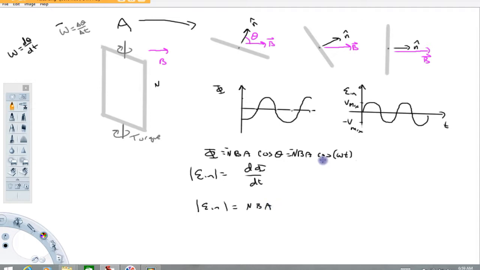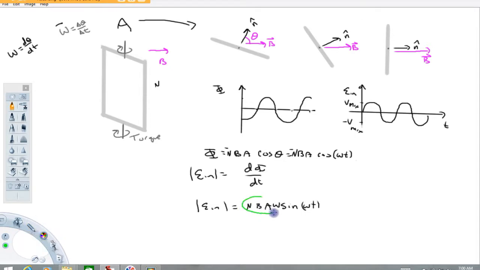N B A, derivative of cosine theta is minus sine theta, times the derivative of the inside function. And I'm going to put that out in front. And again, I've tossed the minus signs. Or if you want to think of the minus and the minus as being plus, that's fine. It doesn't matter. Right now, we really only need to think about magnitudes. So I get this expression looks like this. You notice it's sinusoidal. So here's an expression for the voltage induced in this current loop.